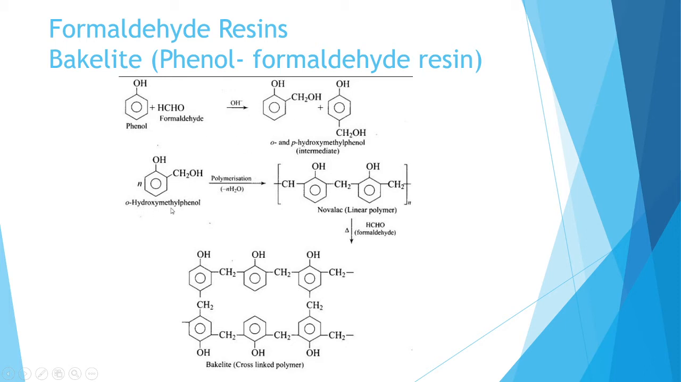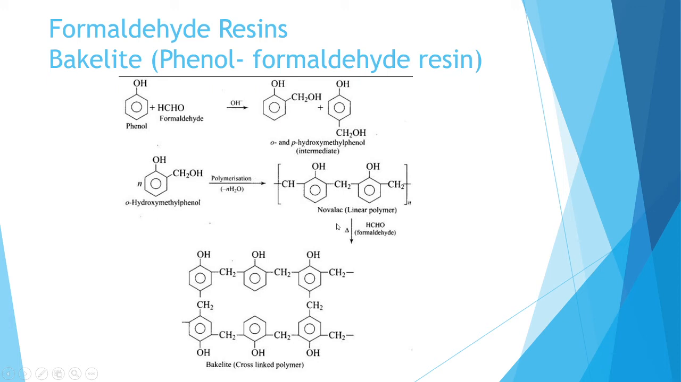polymerizes, that is ortho hydroxy methyl phenol polymerizes to form a linear polymer, that linear polymer is called Novolac. This linear polymer means the polymerization takes place only linearly, and it is also a condensation polymerization. So here water is removed, so here CH2 and hydrogen from the next phenyl ring will be combined, and a linear polymer is formed. And this linear polymer, this Novolac, again gets cross-linked, that is cross-link polymerization takes place, and we get a cross-linked polymer, bakelite. So this is the structure of bakelite, and this linear polymer is called Novolac.